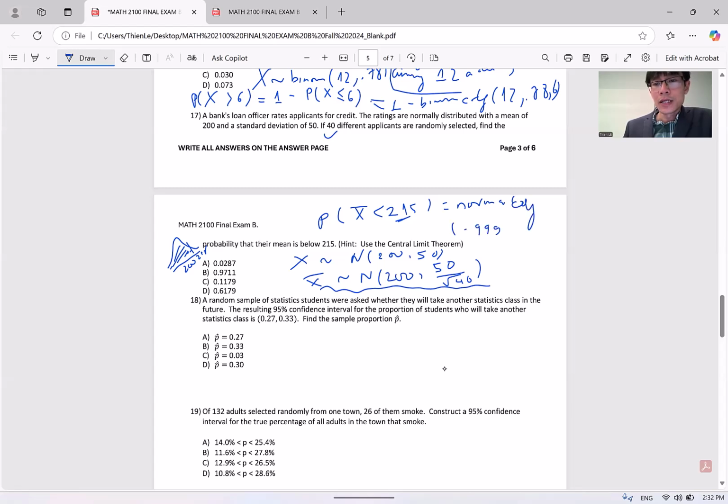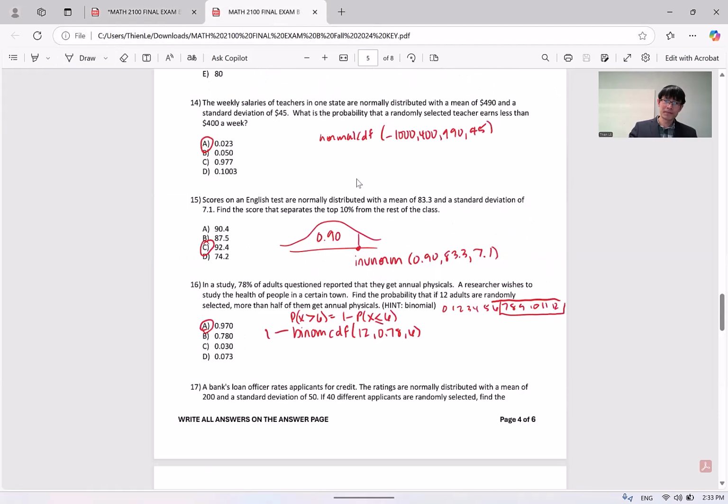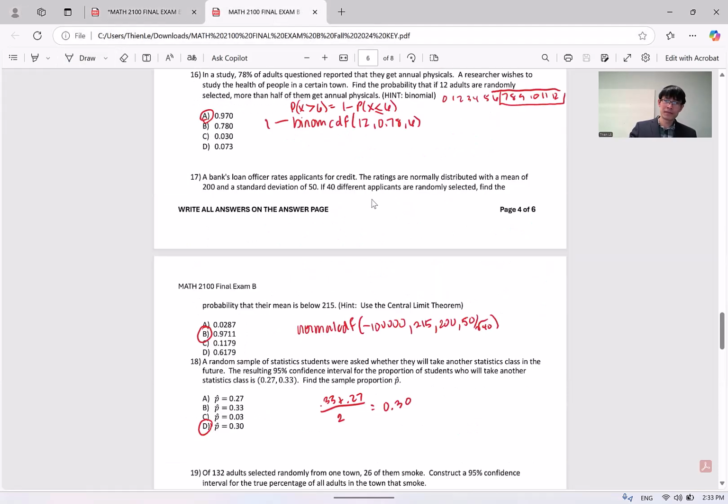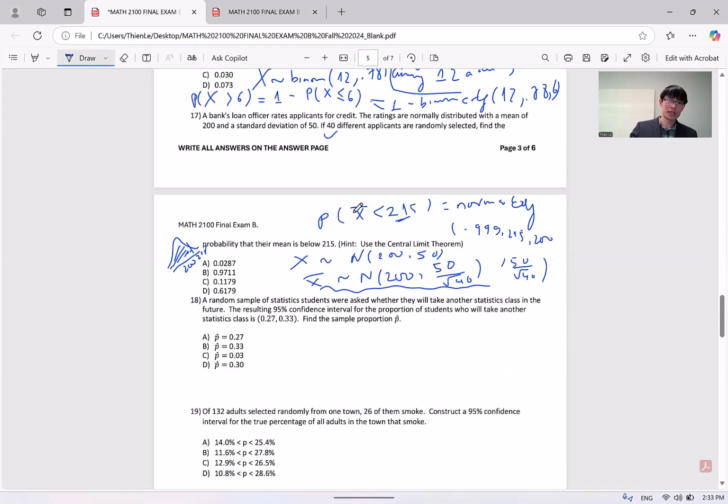The upper value is 215, the mean is 200, and the standard deviation is 50 divided by the square root of 40. If you plug it into your TI calculator, the value you get will be 0.9711. You can double check.